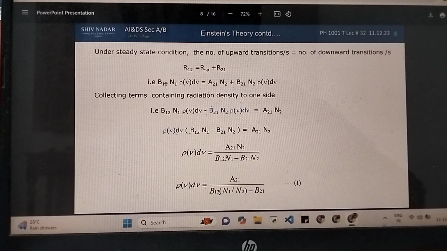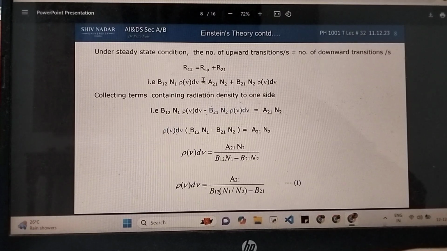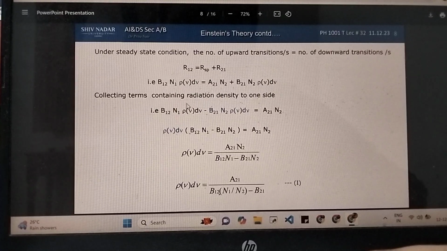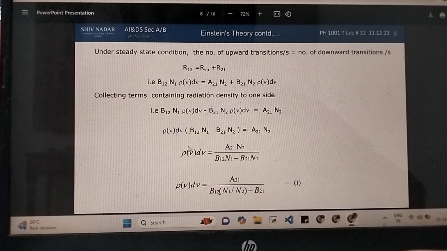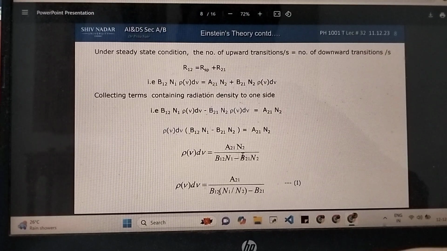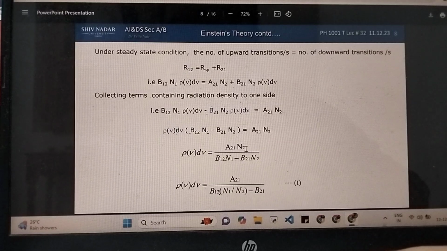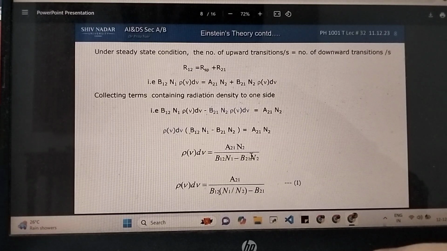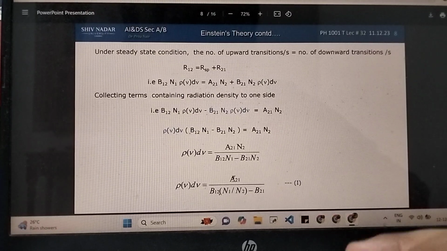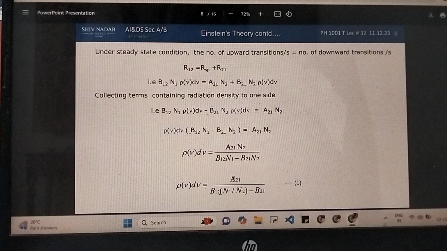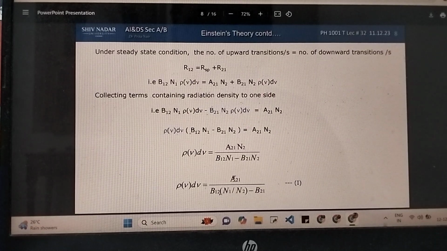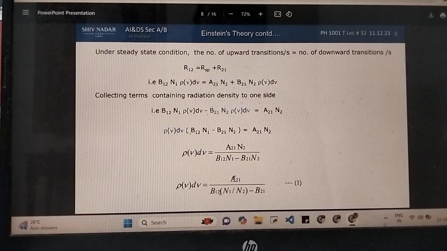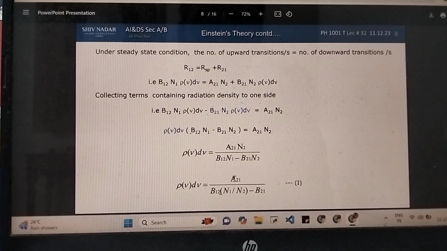Now we bring both the B terms to one side and keep the A term on the other side, and you get this. You take out rho nu d nu common, you get this expression. You keep rho nu d nu on the left hand side and put everything else on the right hand side, you get this expression. Divide both the numerator and denominator by 2, we get this. Rho nu d nu equals A21 divided by B12 N1 by N2 minus B21.